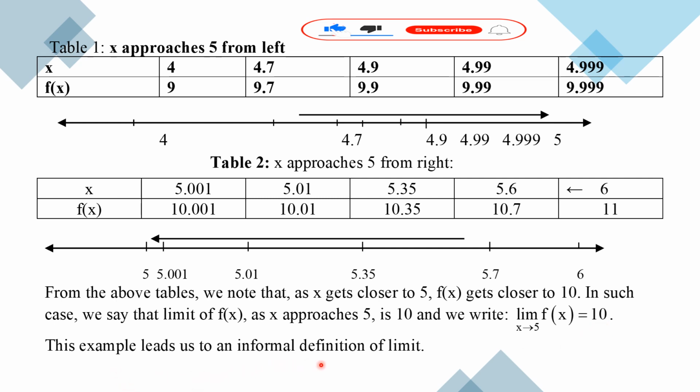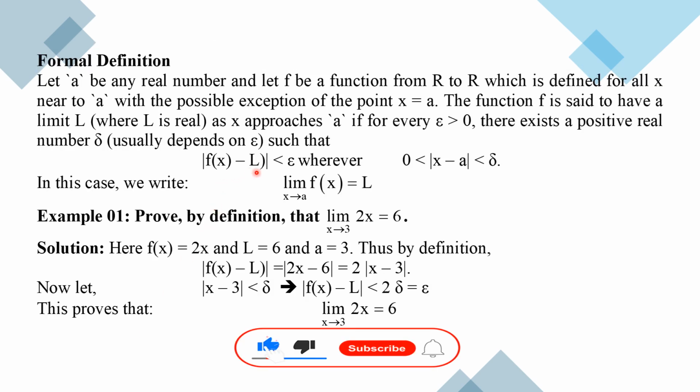This example leads us to the informal definition of the limit. Let f of x be a function and L any number. The absolute value of f of x minus L being less than epsilon means f of x gets closer to L. Epsilon is any positive number, very close to 0 but greater than 0. Whenever the absolute value of x minus a is less than delta, meaning x is closer to a, we have the absolute value of f of x minus L less than epsilon, meaning f of x is closer to L. In this case, we write the limit as x tends to a of f of x is equal to L.